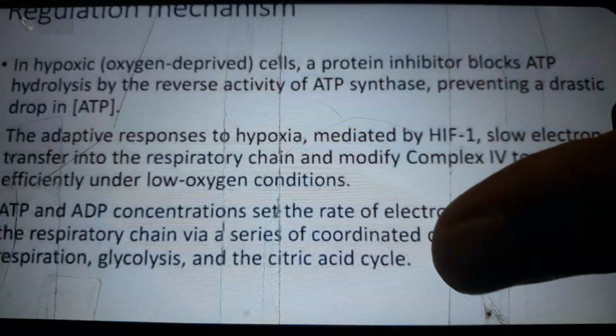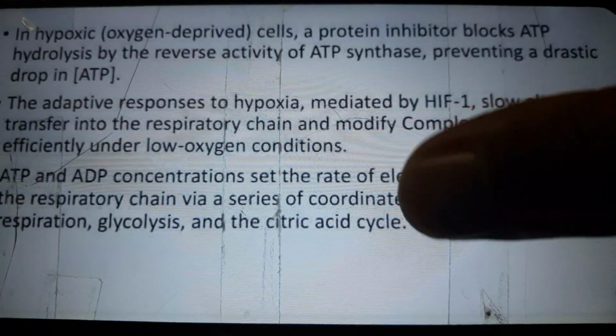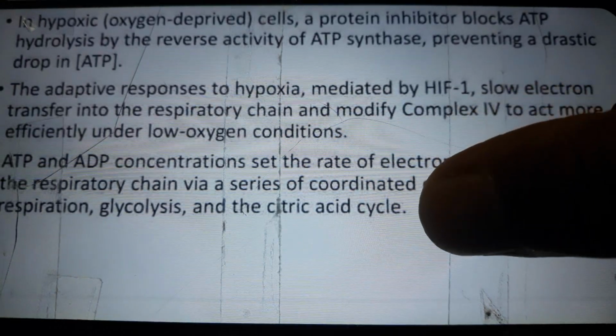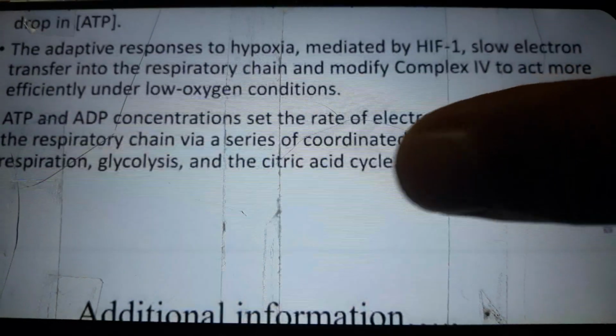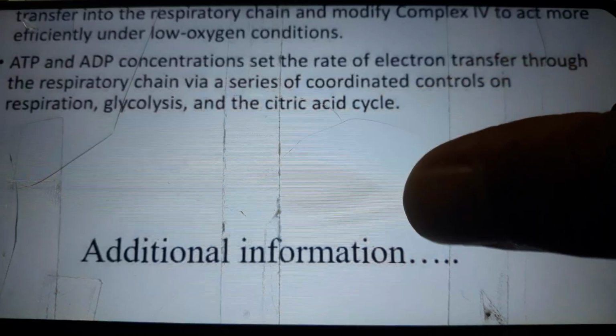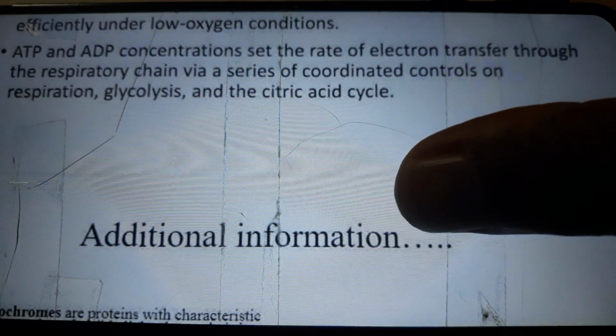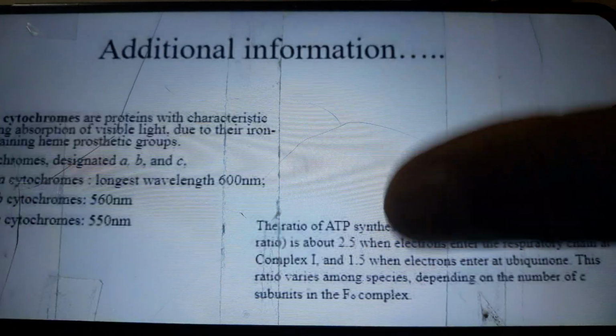Regulation mechanism. In hypoxic, oxygen-deprived cells, a protein inhibitor blocks ATP hydrolysis, but not the reverse, ATP synthesis, preventing a drastic reaction. That is the adaptive response to hypoxia. Under normal conditions, ATP and ADP concentrations set the rate of electron transfer. Additional information.